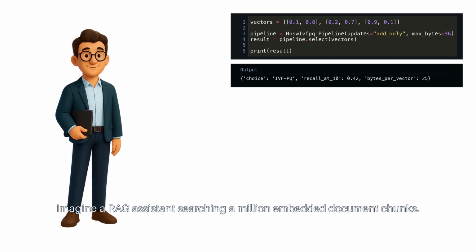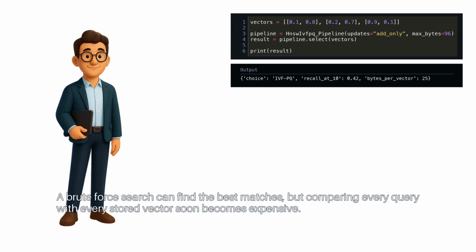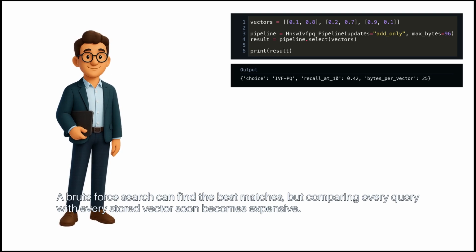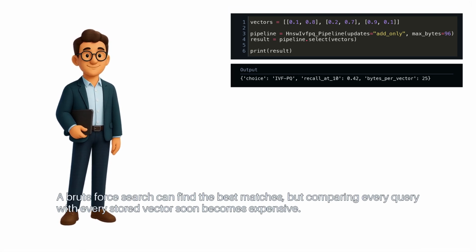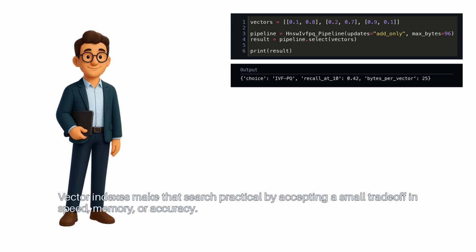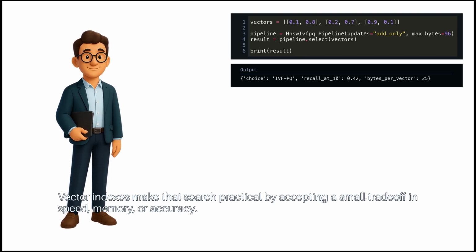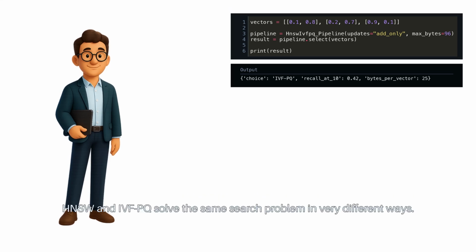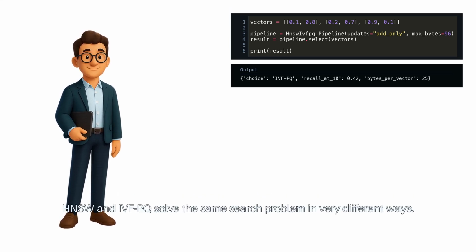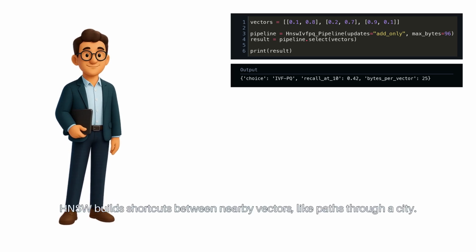Imagine a RAG assistant searching a million embedded document chunks. A brute force search can find the best matches, but comparing every query with every stored vector soon becomes expensive. Vector indexes make that search practical by accepting a small trade-off in speed, memory, or accuracy. HNSW and IVF-PQ solve the same search problem in very different ways.